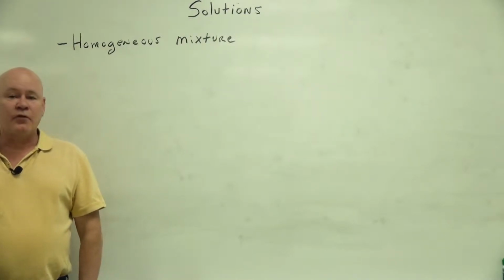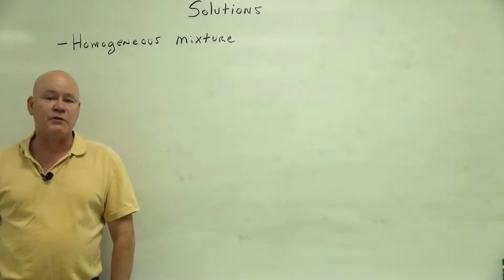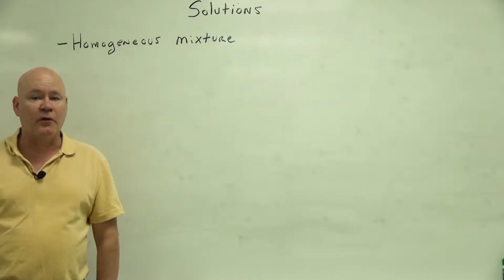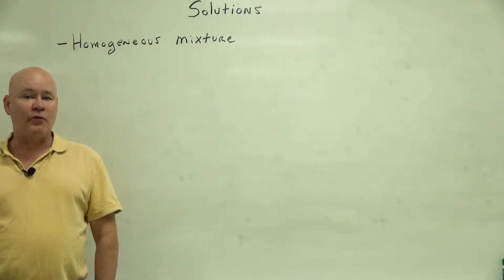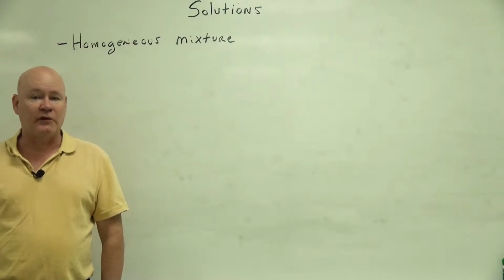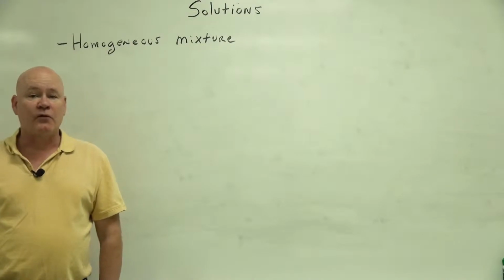Solutions. A solution is a homogeneous mixture. A homogeneous mixture means that you have two or more things that are mixed together and it's uniform throughout. So there's no layers, there's nothing sitting on the bottom. That would be heterogeneous. Anywhere you sample in a homogeneous solution, you're going to find exactly the same thing. So there are several different kinds of solutions.